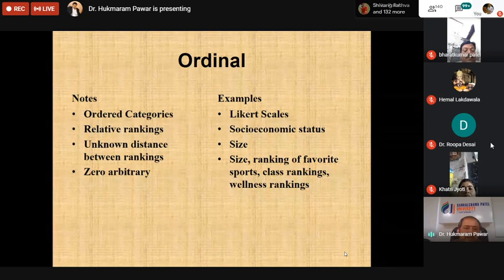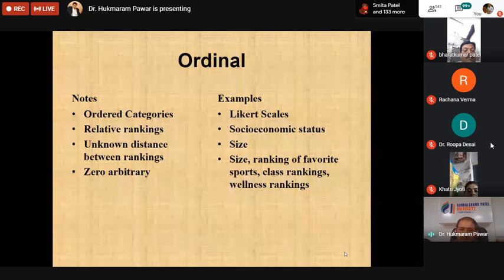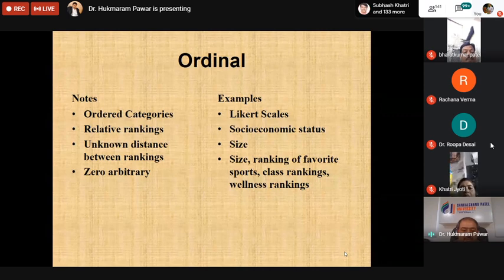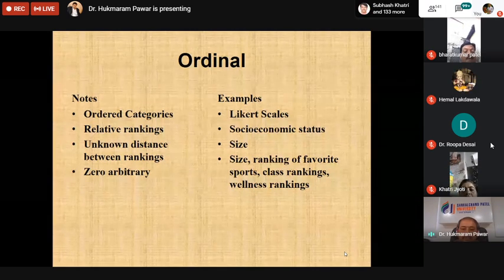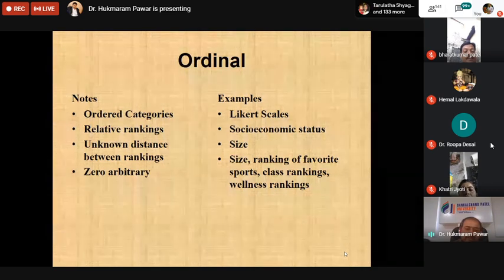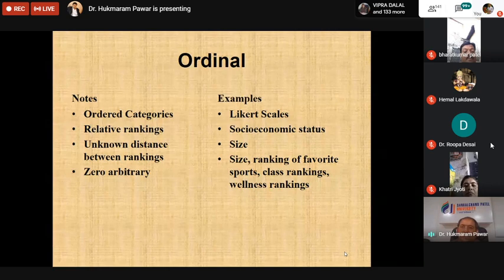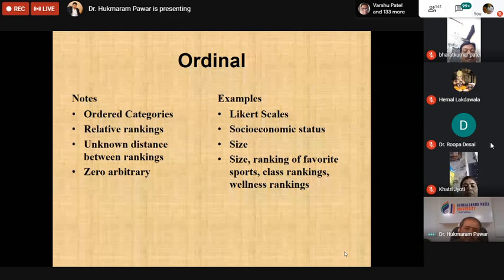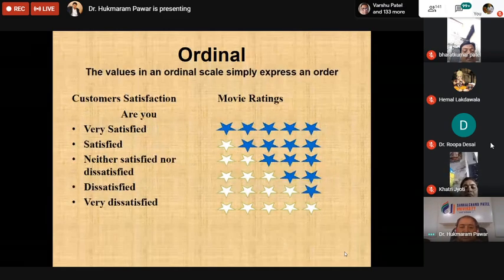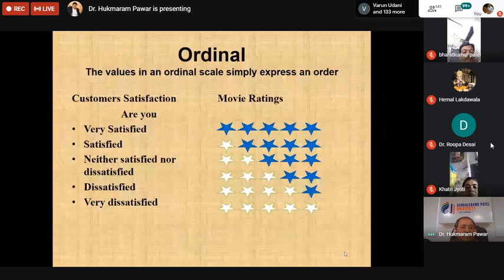So how do you identify it? Ordered categories are there, ordering forms you can arrange, relative rankings, and unknown distance between the rankings. You cannot find the exact distance between two figures. Unknown distance is there, and zero is arbitrary. You have started from a particular zero, but here zero is not actual. You can't say that zero means none. Zero is arbitrary here.